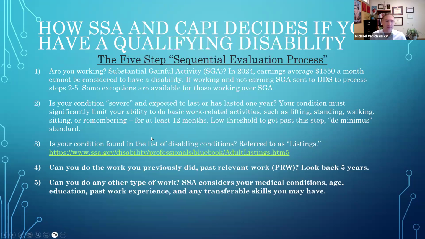The next one is step 4. That looks at your past relevant work. So what Social Security does, if you didn't get found disabled at step 3, then we go to step 4.